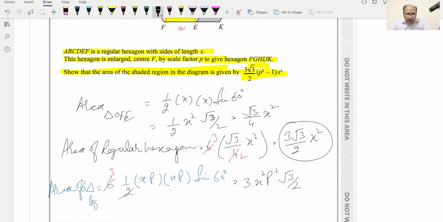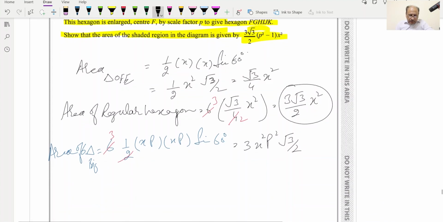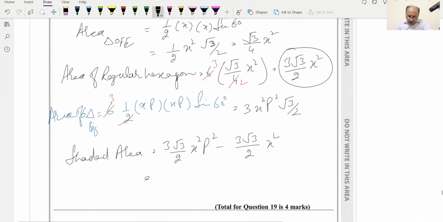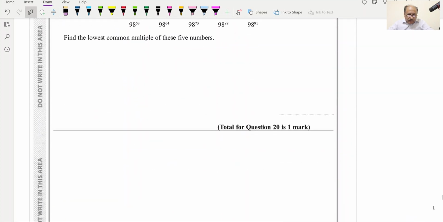Now we can subtract, this will be the shaded area. So shaded area will be equal to, we will subtract this one, 3 under root 3 by 2 x squared p squared minus 3 under root 3 by 2 x squared, and if we take common 3 under root 3 by 2 and x squared, inside will be p squared minus 1, and this is what we were supposed to prove, and this is done.